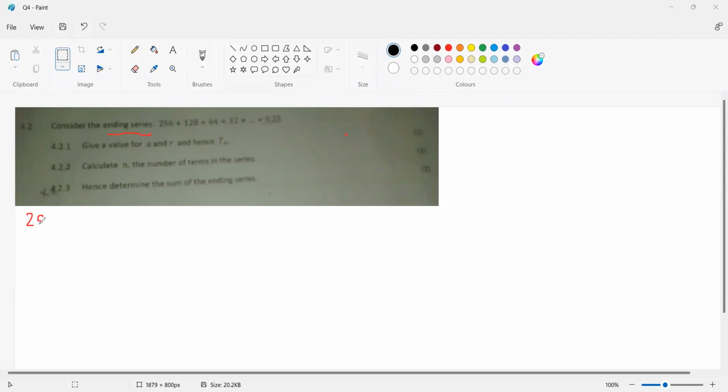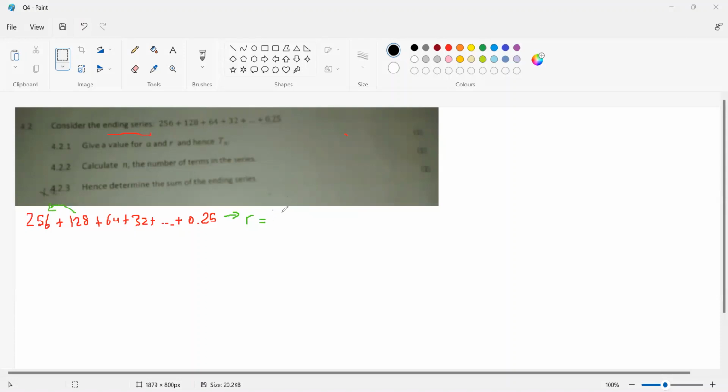So they have 256 + 128 + 64 + ... + 32 until they say 0.25. One of the ways to figure out what type of series this is, because you only learn two types of series: one is the arithmetic sequence and the other is the geometric sequence. If you subtract and see a fixed difference, that would be an arithmetic sequence, but such is not the case here.